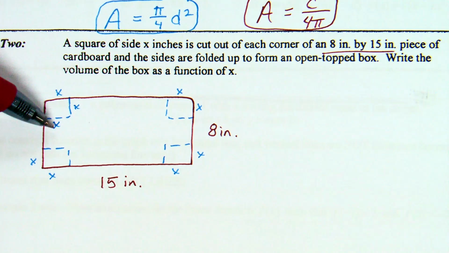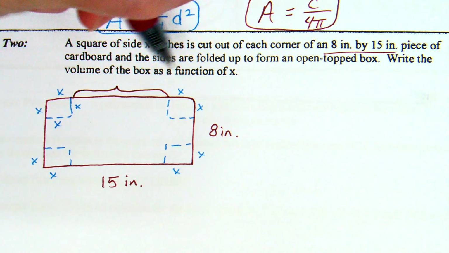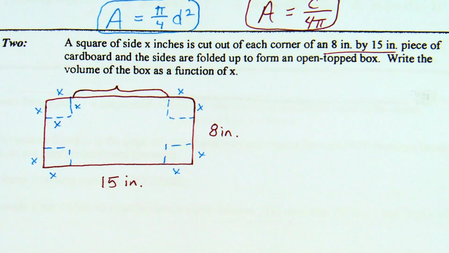So now, what we need to figure out is the distance of the piece in the middle. How long is that flap that we're folding up? So I'm working on the top flap right now. How long is that flap that we're going to have to fold up? 15 minus 2x.